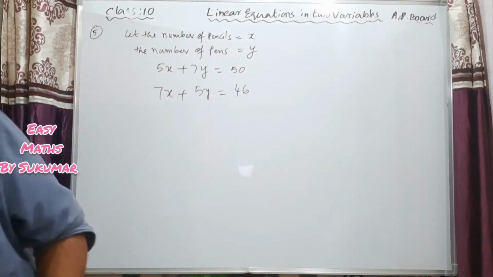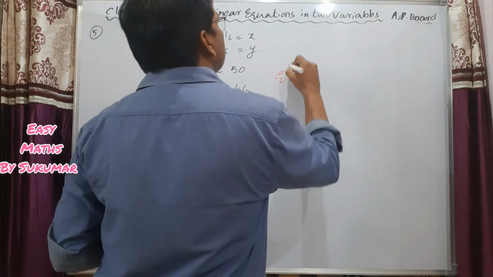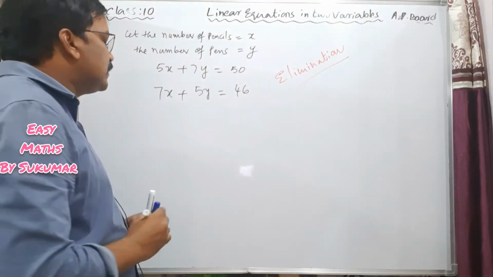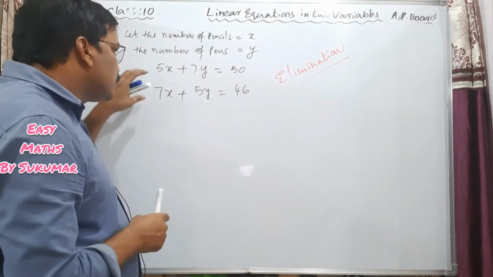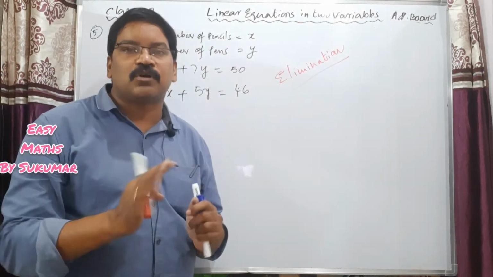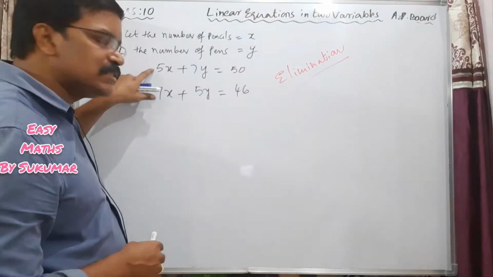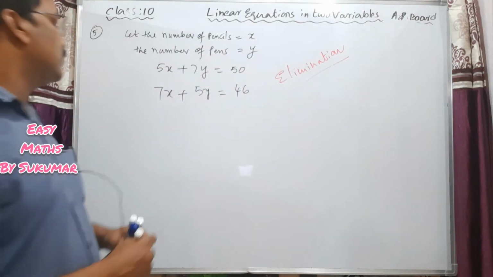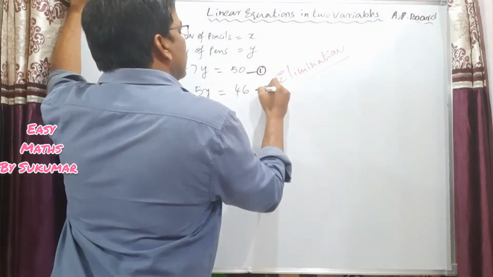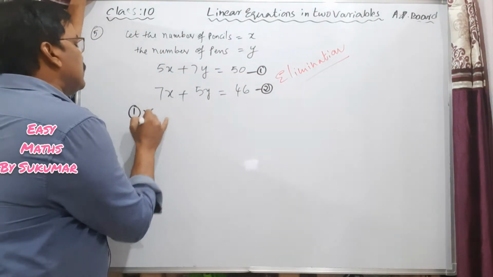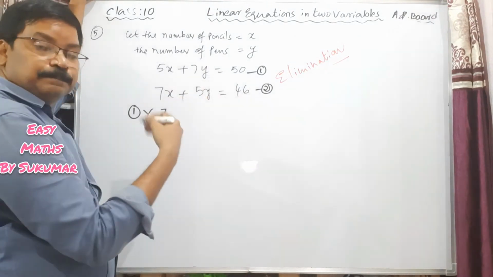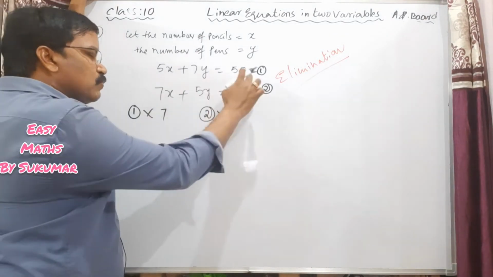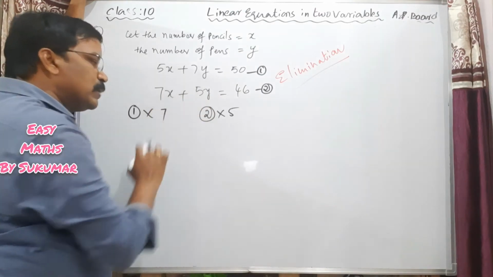Let us learn this method. Let us solve these equations by the elimination method. In this method, we equalize the coefficients of either x or y. Here the x coefficient in the first equation is 5, but in the second equation it is 7. That means if the equations are 1 and 2, we multiply equation 1 with 7, and equation 2 with 5.